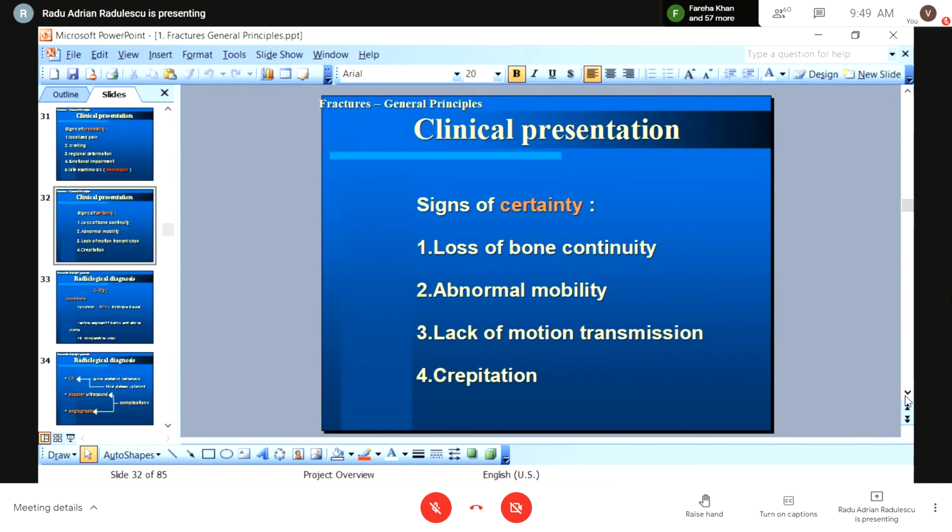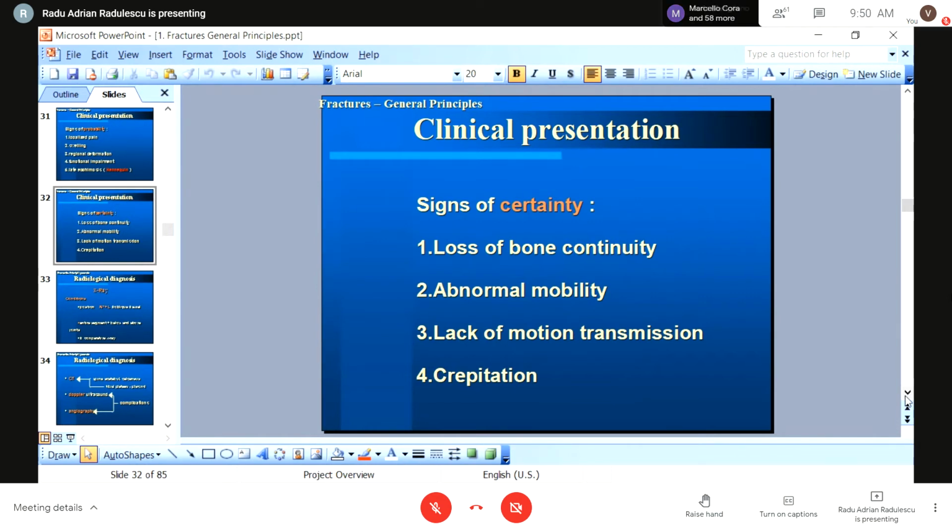Also, we may see the lack of motion transmission. Let me give you an example. In a humerus diaphysis fracture, if the patient tries to abduct the arm, only the proximal fragment will follow this motion, and the distal fragment of the arm, together with the rest of the upper limb, will remain in a gravitational position, so it will not follow the movement of the proximal fragment.